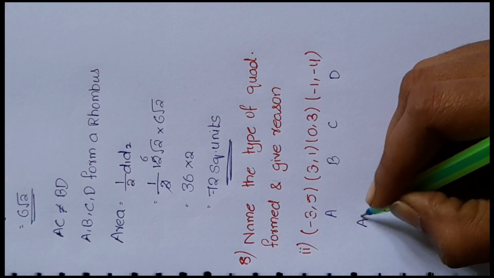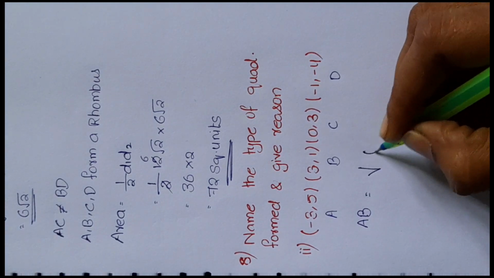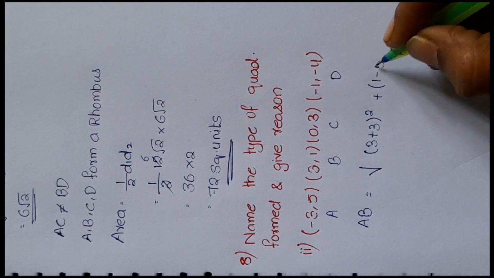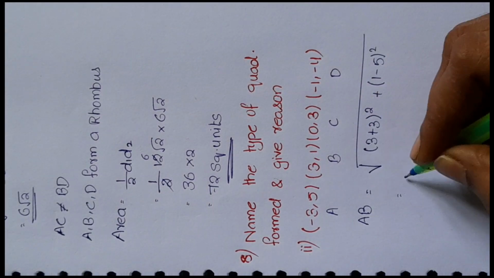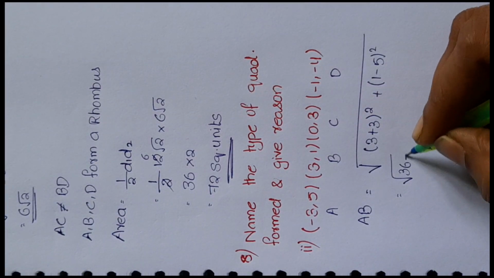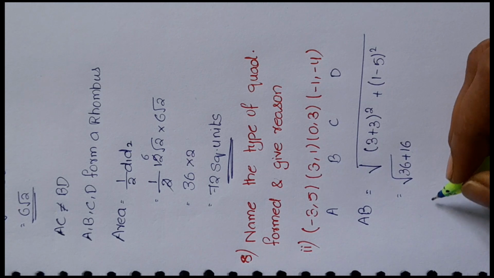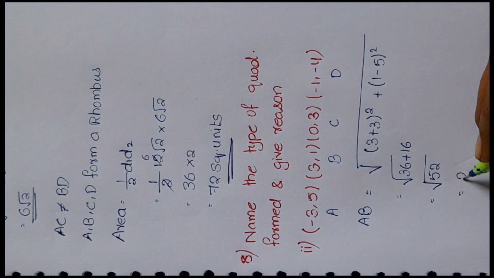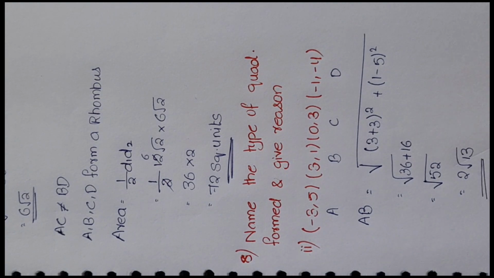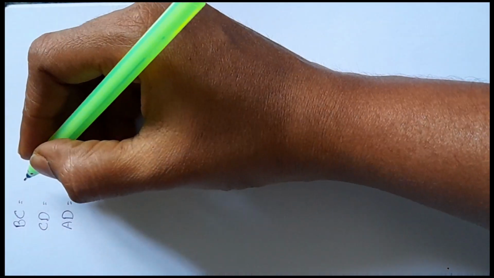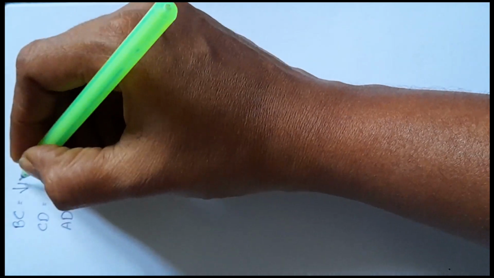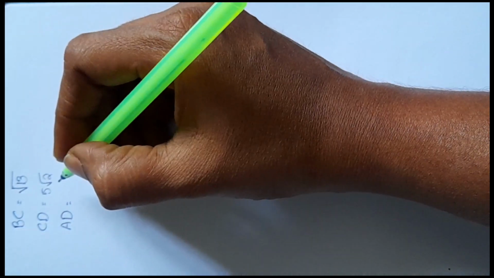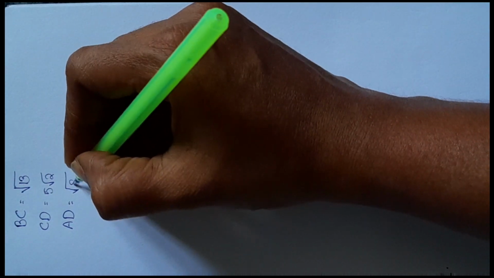Now AB distance is root of (3 plus 3) whole square plus (1 minus 5) whole square, which is equal to root of 36 plus 16. This can be written as root of 52 or 2 root 13. By using the distance formula, BC length is found as root 13 and CD length is found as 5 root 2 and AD length is found as root of 85.